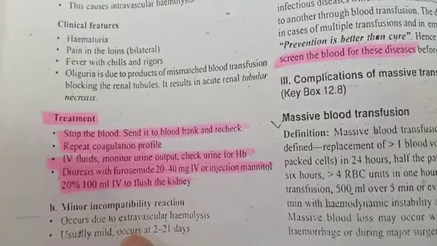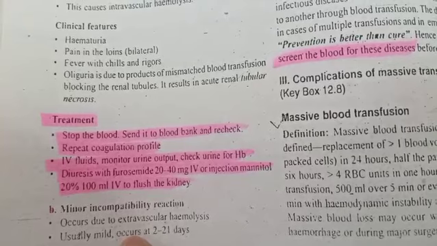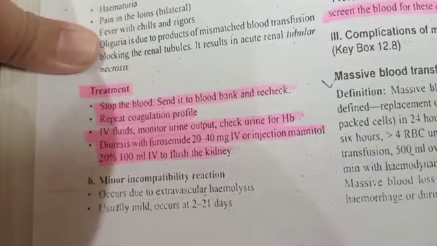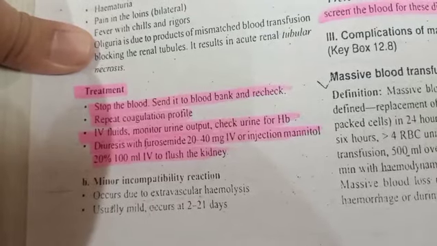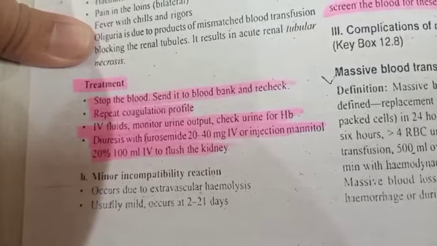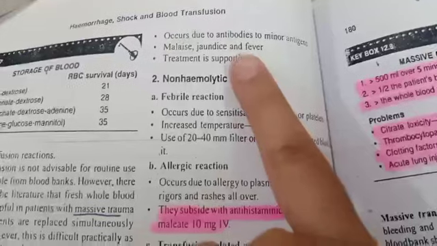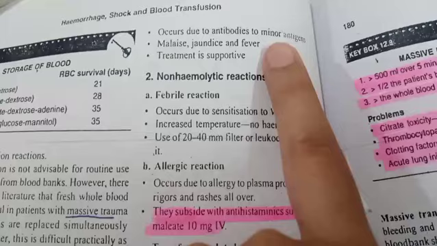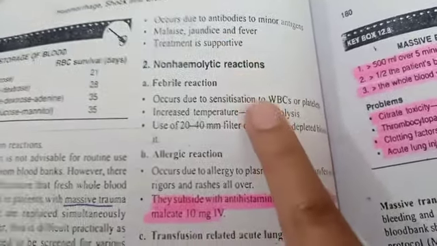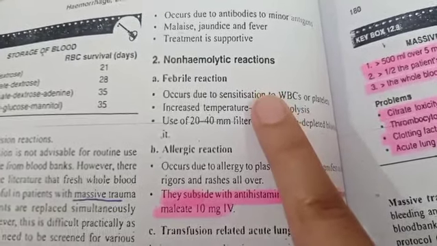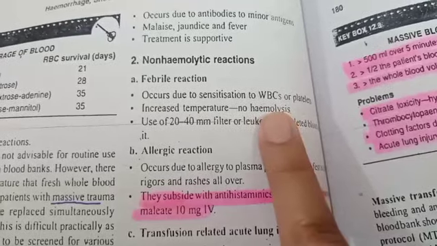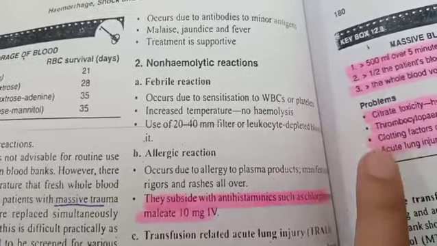Minor incompatibility reaction occurs due to extravascular hemolysis, meaning the breakdown of RBCs outside the vessels. It is usually mild and occurs at 2 to 21 days. It also occurs due to antibodies to minor antigens. Malaise, jaundice, fever, and treatment is supportive.